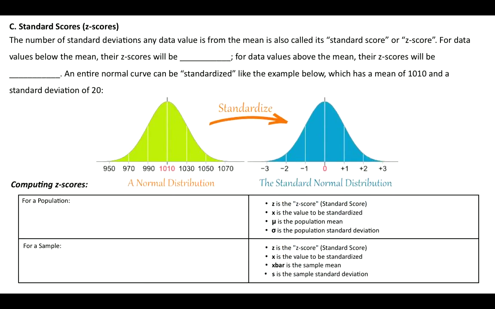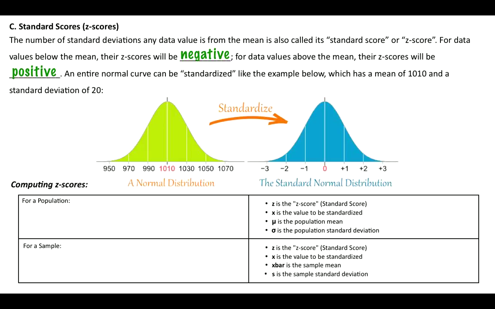All right, so now, what if we take our normal distribution and we set our mean along the middle, and then we add and subtract +1, -1, +2, -2, all of our standard deviations. Then what we can create is a normal curve where we've got our mean and we've added and subtracted 1 standard deviation as we go down the line. The number of standard deviations that any data value is from the mean is called its standard score, or z-score. For any data values that fall below the mean, their z-scores would be negative, and for any data values that fall above the mean, their z-scores will be positive.